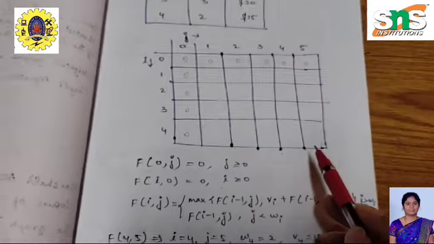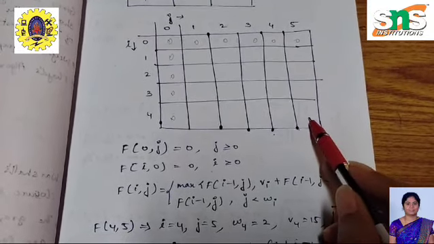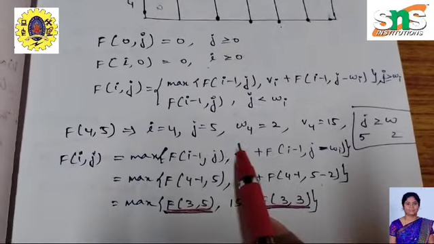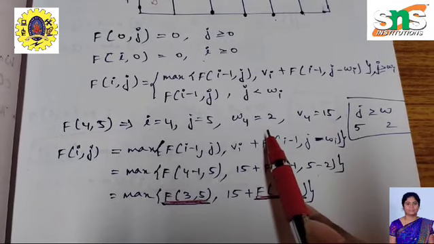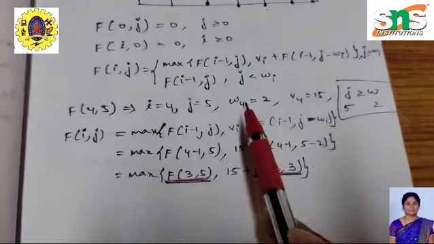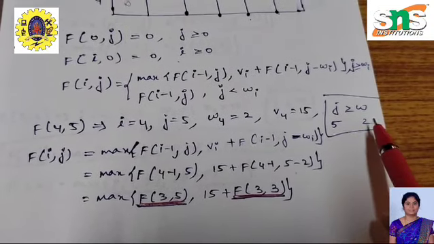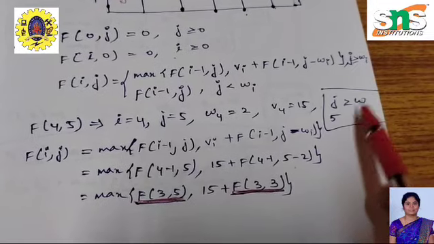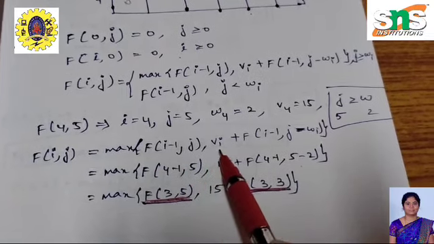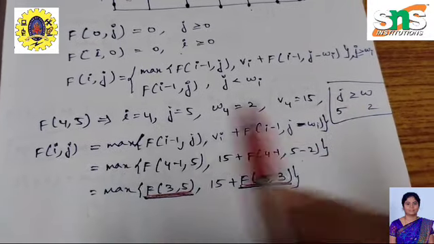Now we will take the last value, that is f(4, 5). For this we are supposed to start with the problem. Here i value is 4 and j value is 5, and the fourth item's weight is 2 and value is 15. So we have to consider the j value and the w value. j is 5 and w is 2, j is greater, so we go with the formula: f(i, j) = max of f(i-1, j) and v_i + f(i-1, j-w_i). This is the formula we are supposed to substitute.